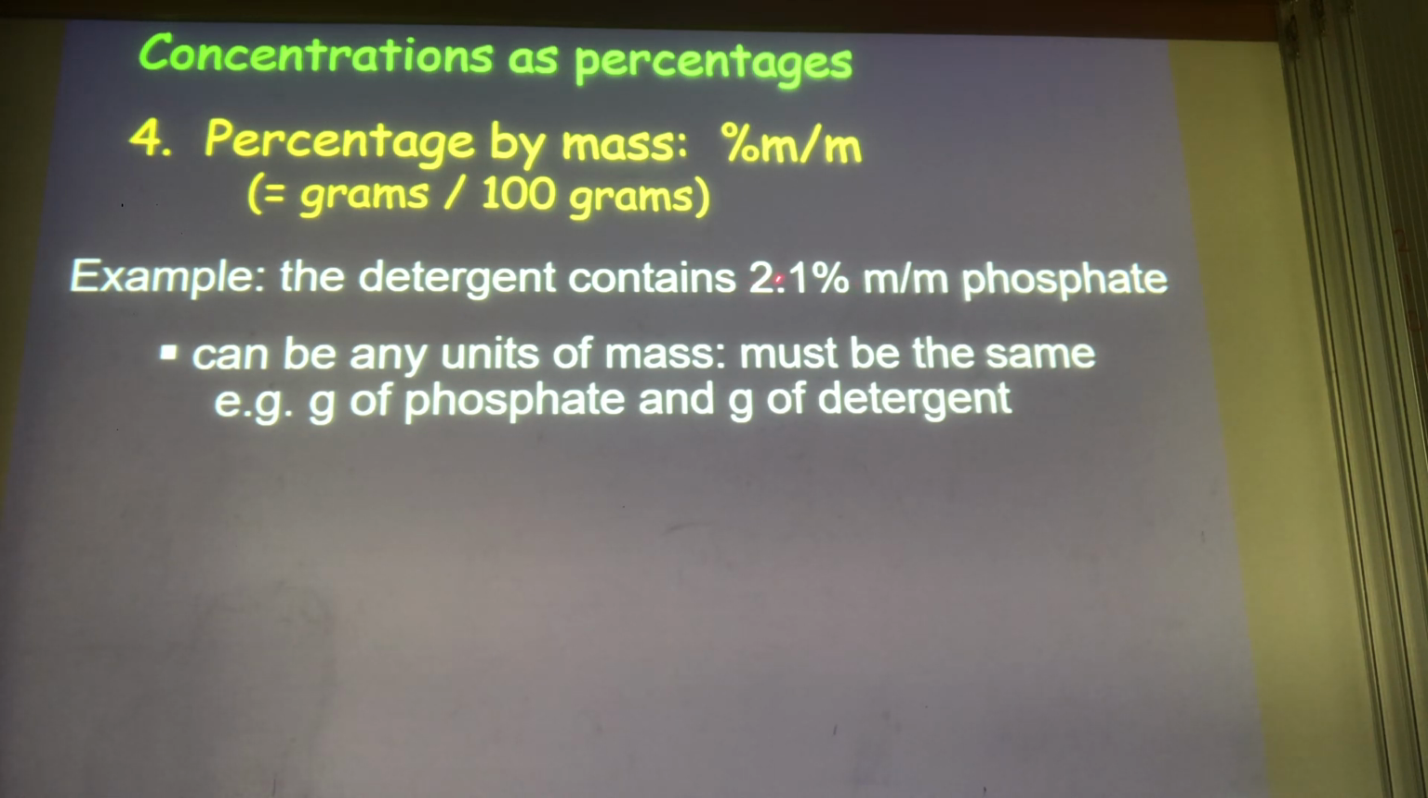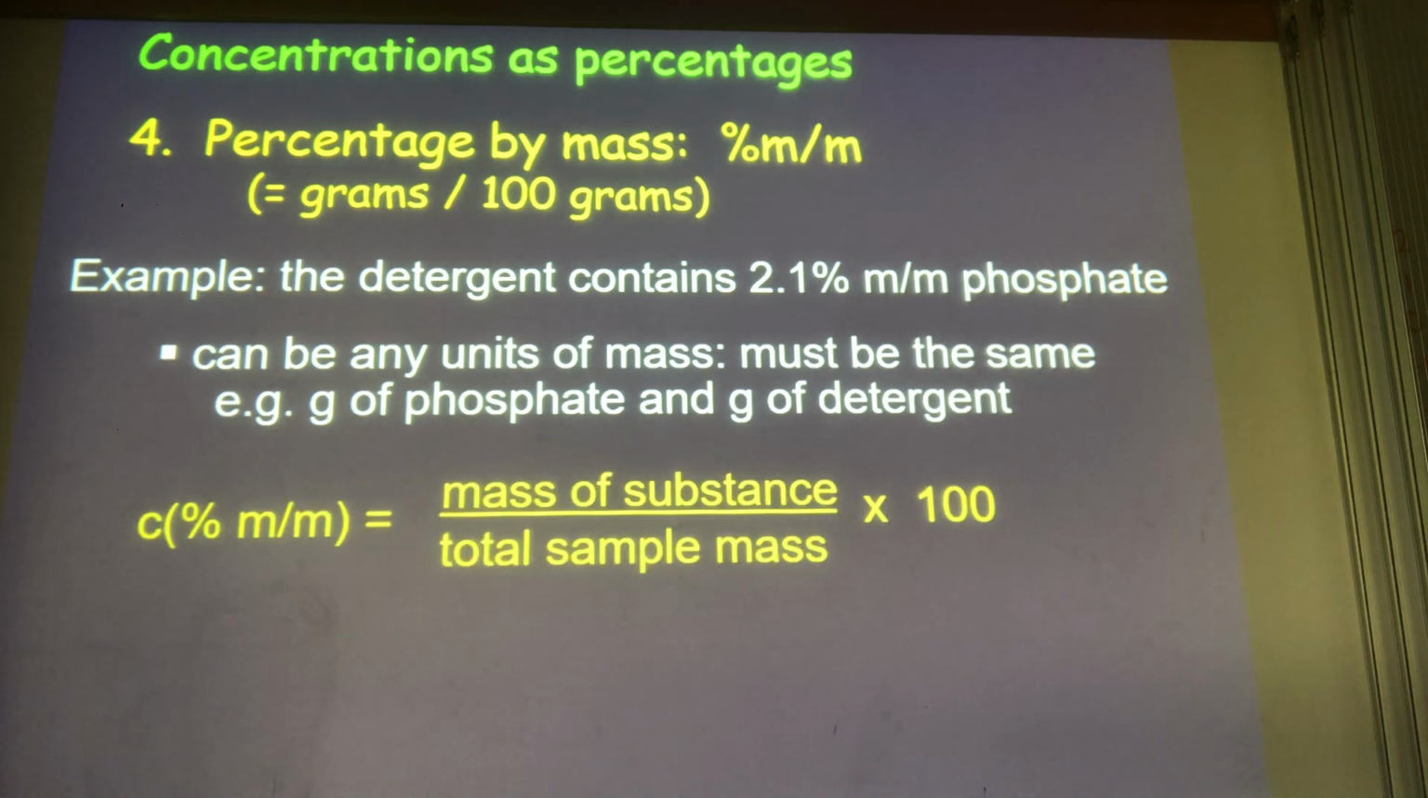So 2.1% by mass, m/m means percent by mass, mass divided by mass of phosphate. Now it doesn't matter what those units are, so long as they're the same top and bottom. So long as we're measuring the phosphate in the same units, i.e. grams quite commonly, and the detergent in the same units, so grams as well. So again, it's the same ratio, mass of substance divided by the total mass of the sample, except this time it's percentage, so we times it by 100.